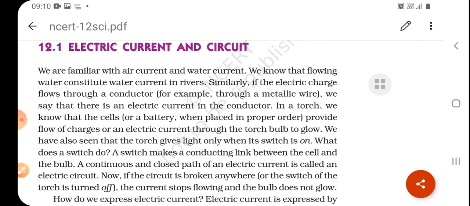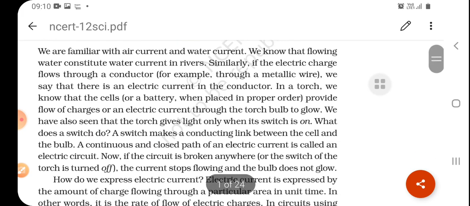So what is the electric current? The flow of electric charge through a conductor. And what is the electric circuit? The continuous and closed path of electric current is called the electric circuit, and it should be continuous and closed. If it is broken anywhere or the switch is off, then the current will not flow, the current stops, and the bulb will not glow.